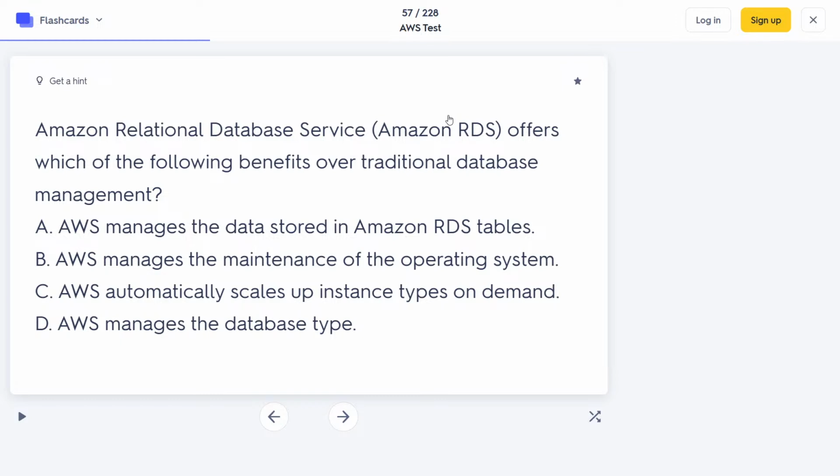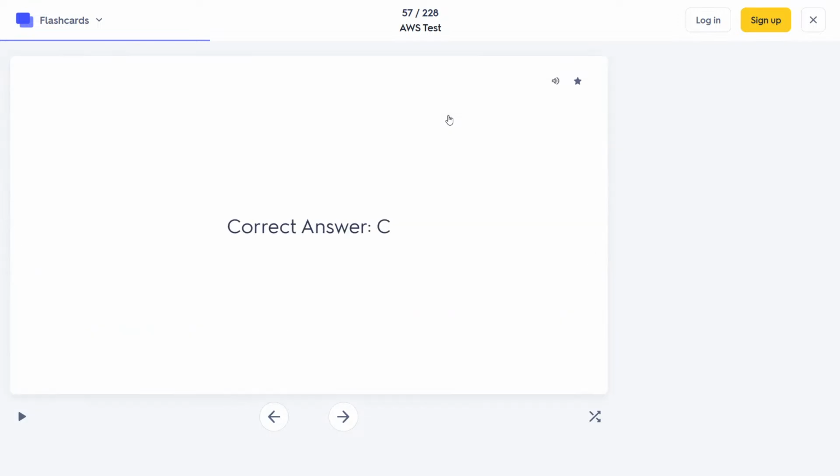Now, RDS has the benefit of what? AWS manages the data stored in, no they don't. They manage the maintenance of the operating system, probably. AWS automatically scales up the instance type on demand. C sounds like it.